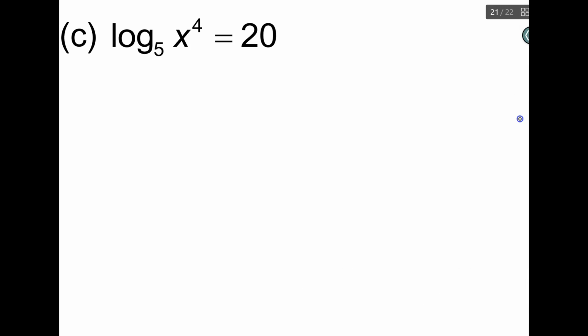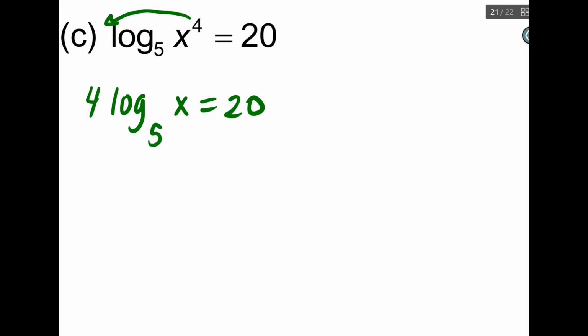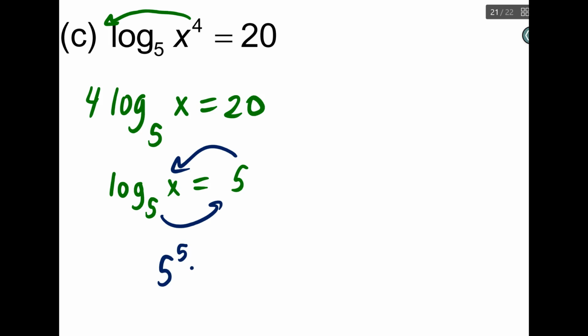Let's use our properties of logarithms. I know that when I have an exponent in a log, I can bring it to the front. So I have 4 times log base 5 of x is equal to 20. Get log by itself, divide each side by 4. So log base 5 of x is equal to 5. So 5 to the 5th power is equal to x. That's just going to be 3,125.